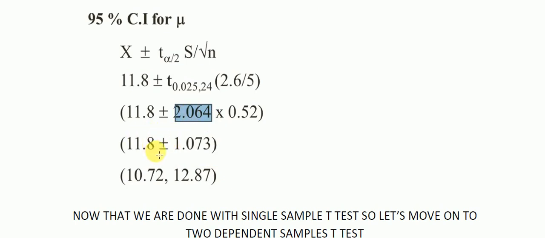Now what we'll have to do is 11.8 plus minus 1.073. We'll first subtract 1.073 from 11.8, and then we get 10.72, and then we'll add it, 11.8 plus 1.073, and we get the value of 12.87. So this is how it's done. The value of mu will fall in between 10.72 and 12.87. This we can say with 95% confidence.